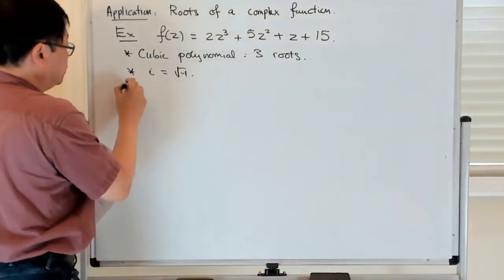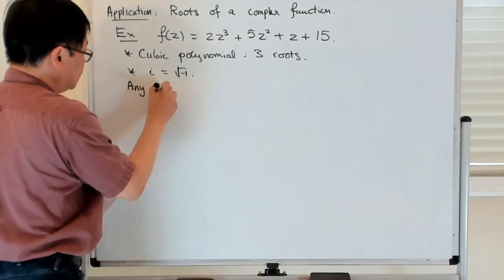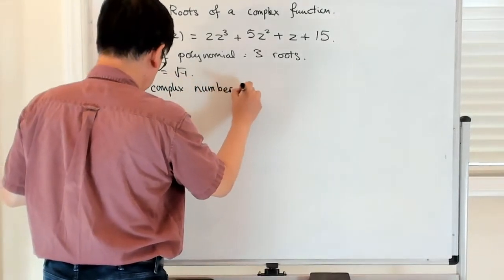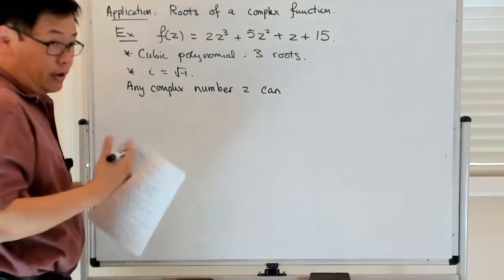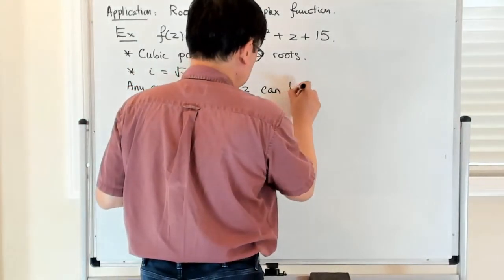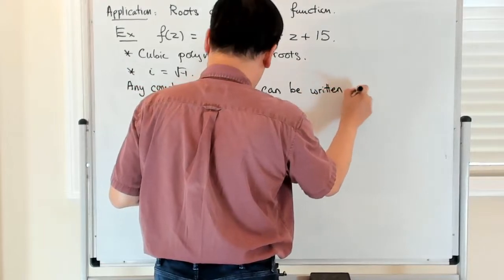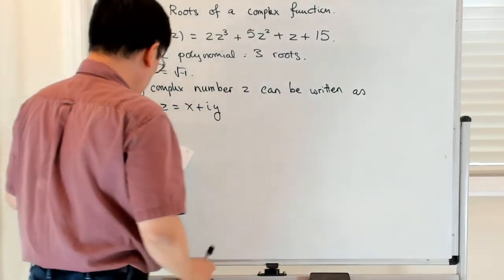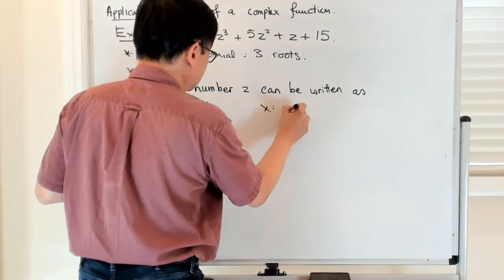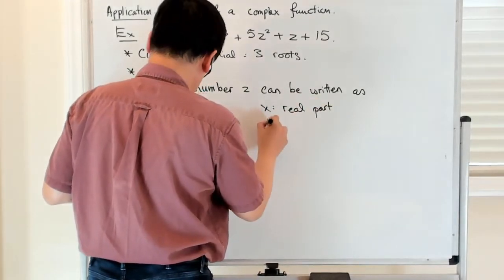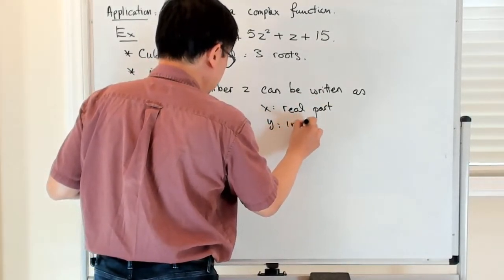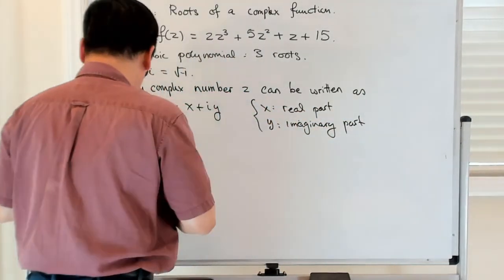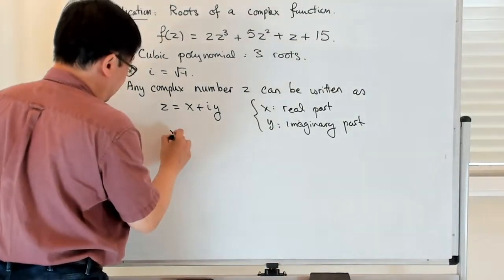We know that any complex number z can be written as the sum of a real and imaginary part, z equals x plus iy, where x is the real part and y is the imaginary part. In particular, x and y are reals.